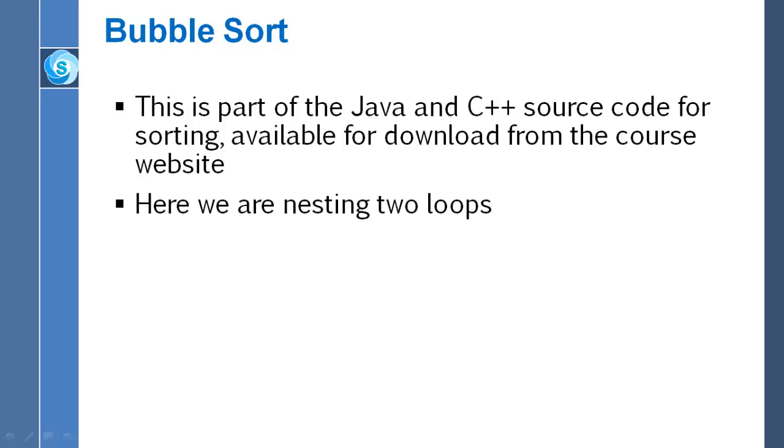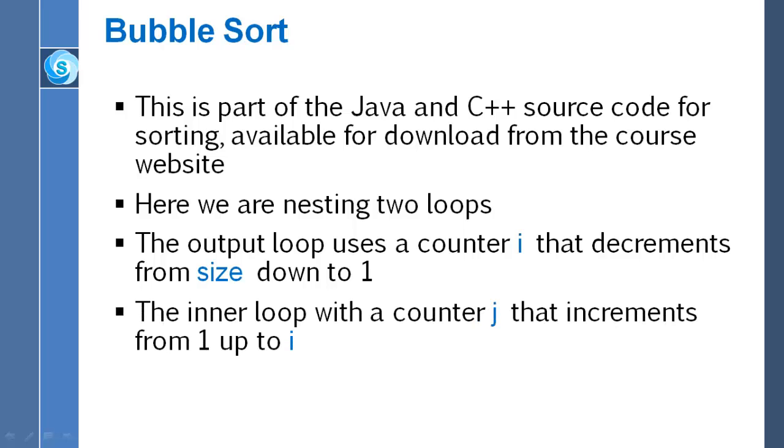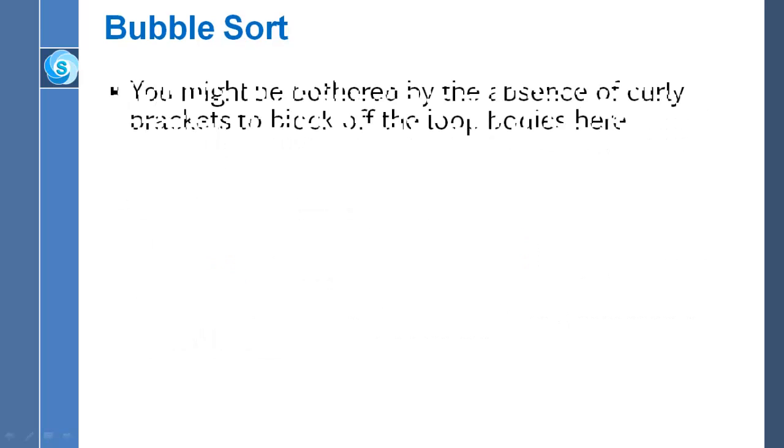Okay, let's discuss the two loops again. This time, look a little further into not just how they're set up, but what their purpose is. So we've already discussed superficially the outer loop. We can see it has a loop counter i, and it decrements from size down to 1. The inner loop has a counter j that increments from 1 up to i. And we've discussed the curly brackets, or rather the absence of curly brackets, already.